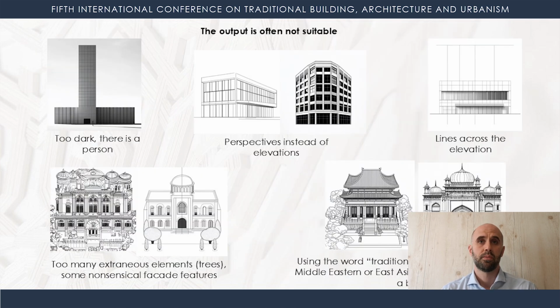Not all outputs were suitable for analysis. Some had issues like widespread dark areas, which would skew fractal dimension results. Using perspective views instead of front elevations was avoided to ensure fairness. The AI occasionally introduced extraneous elements such as trees or lines that didn't belong to the facade, so they were excluded. Buildings with highly distinctive features, like the ones you see on the bottom right, were excluded to prevent introducing bias.